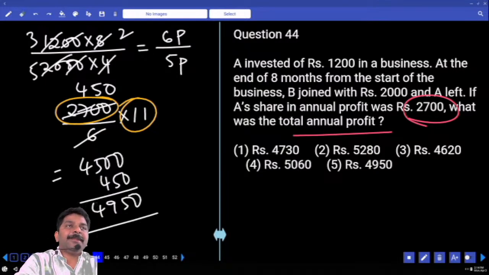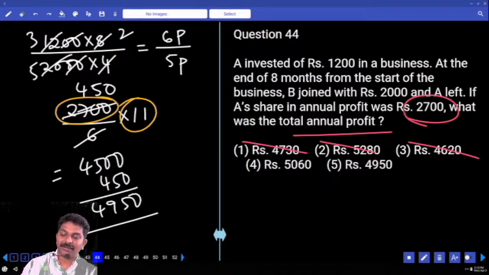2700, is it 3 multiple? Is it 3 square multiple? Is it 3 cube multiple? In the denominator we have only 3 multiple. Numerator 3 cube multiple. Answer must be? Can it be first? Second? Third? Fourth? Final.